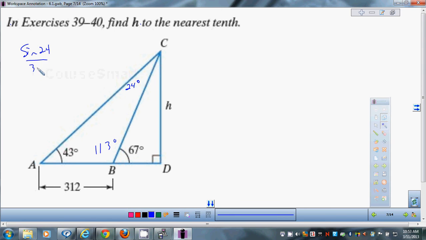Oh, that's probably where you're getting something different, because you used sine of 113, didn't you? Didn't you use sine of 113 instead of 43? Yeah, that's what it was. Sorry, I didn't catch that. I should have caught that. Alright, so what'd you get for x once you did that?